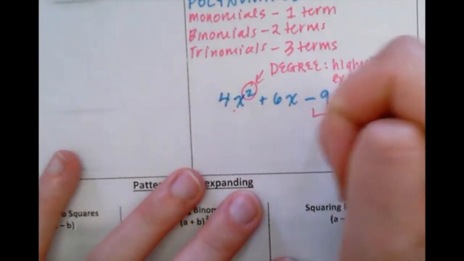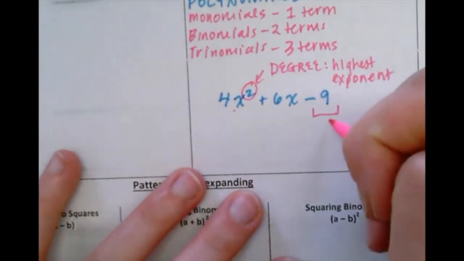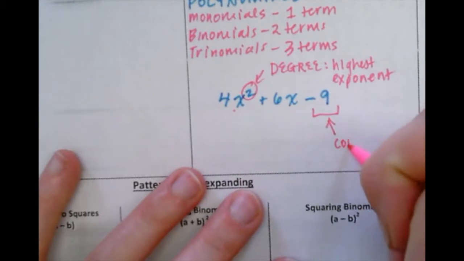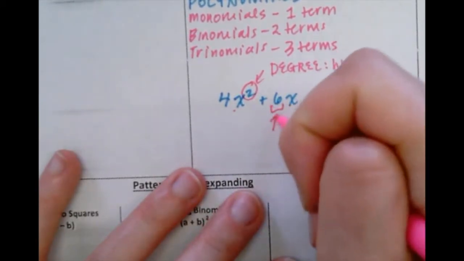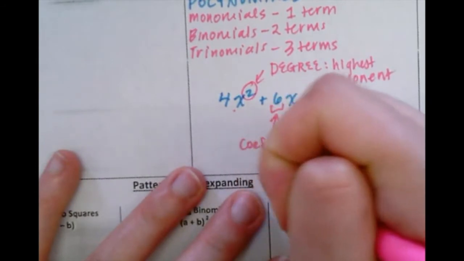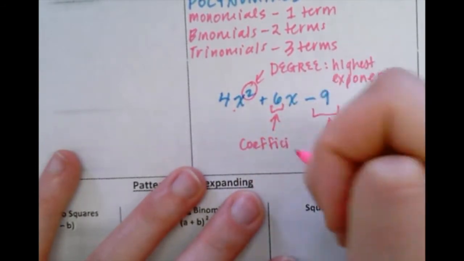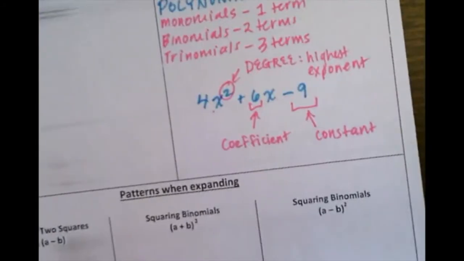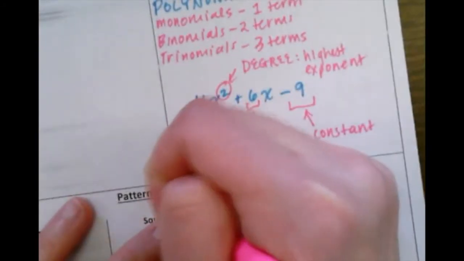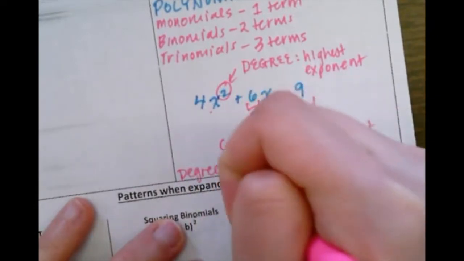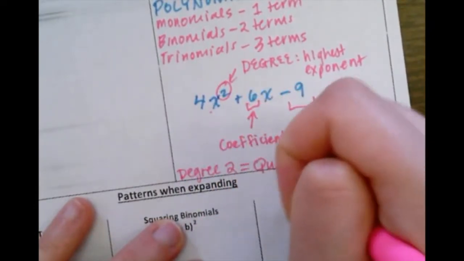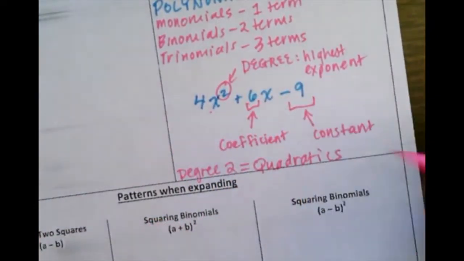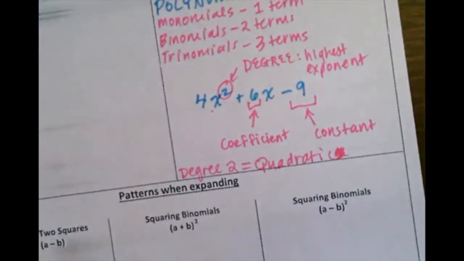A couple more vocabulary words. If you just have a term that's a number by itself without a variable, we call that a constant. A number being multiplied to a variable is a coefficient. And just to help you remember, degree 2 is called quadratic. There's other names for other higher degrees, but this is the one we're focusing on most right now.